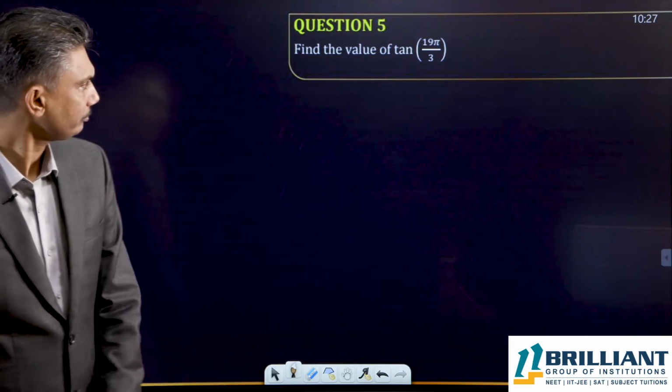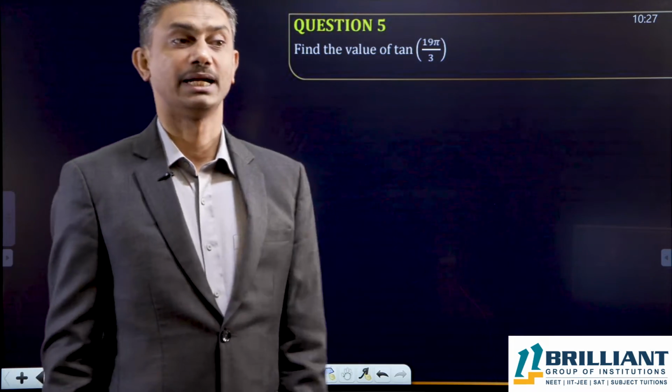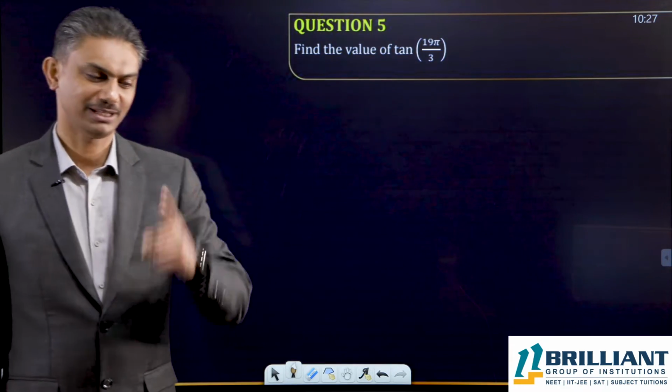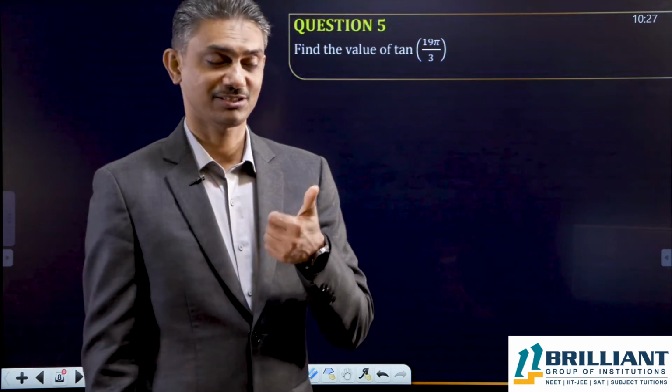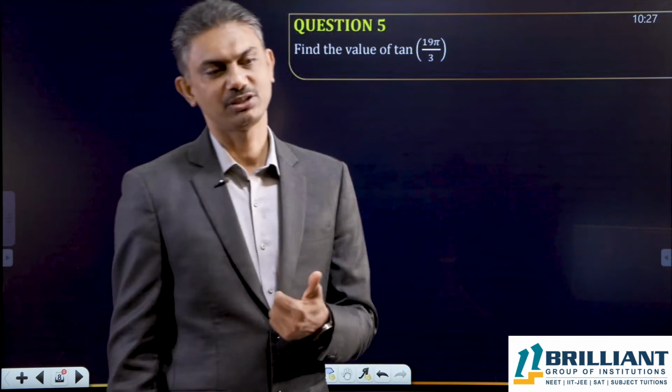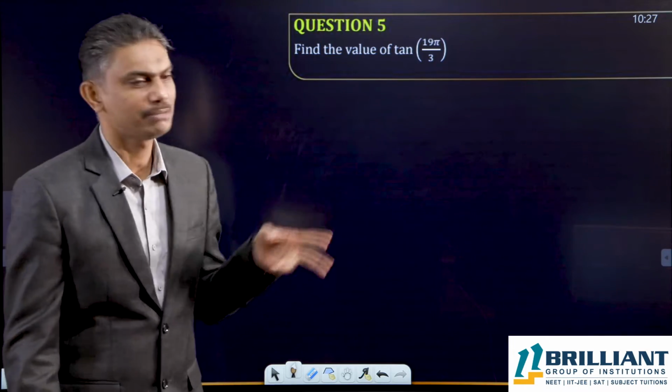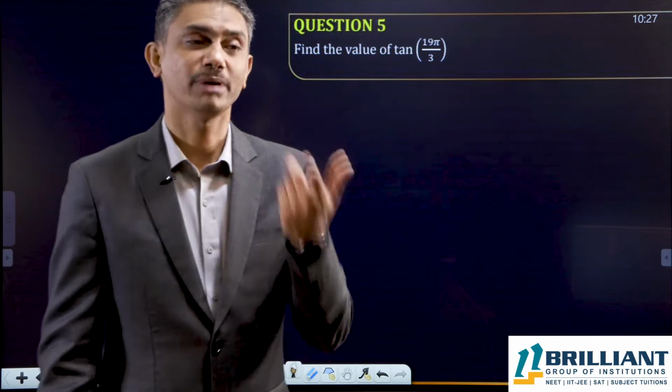Next, find the value of tan 19 pi by 3. So, remember the clue. Pi by 3. What is tan pi by 3 in 9th standard? Now, pi by 3 is new in 11th, but you have already studied pi by 3 means 60 degree. Tan 60 is root 3. So, tan 19 pi by 3 will be either root 3 or minus root 3.